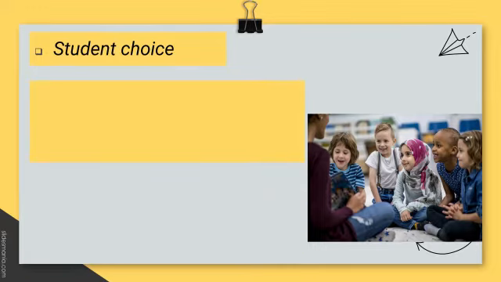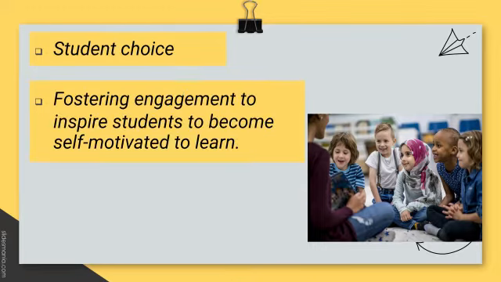The second principle of this theory is fostering engagement to inspire students to become self-motivated to learn. The effectiveness of the psychology approach is based on learners feeling engaged and self-motivated, so they want to learn. So humanistic learning relies on educators working to engage students, encouraging them to find things they are passionate about, so they are excited about learning.